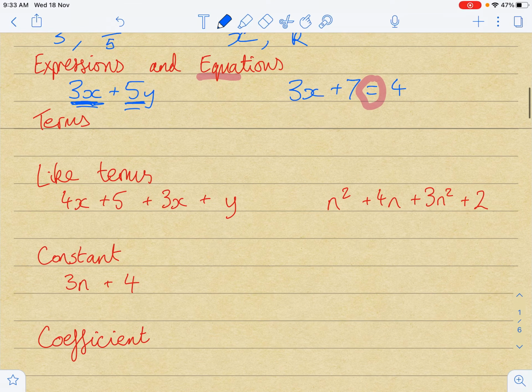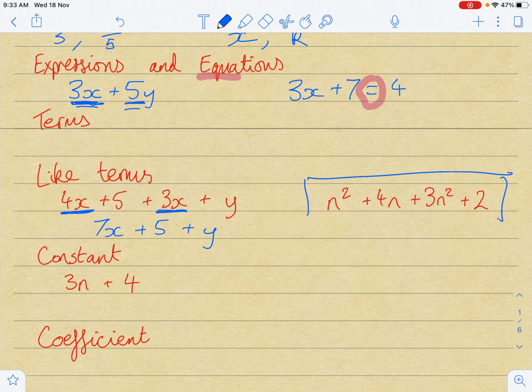Like terms, well, this is when certain terms can be collected together. So in this example here, 4x and 3x, I could actually simplify that and make that 7x plus 5 plus y. So like terms are ones that could be collected together or simplified.